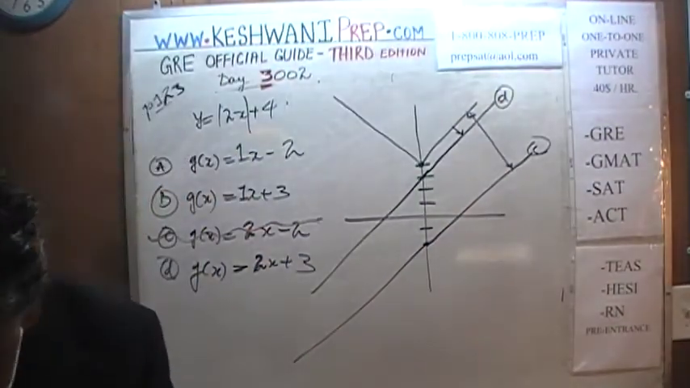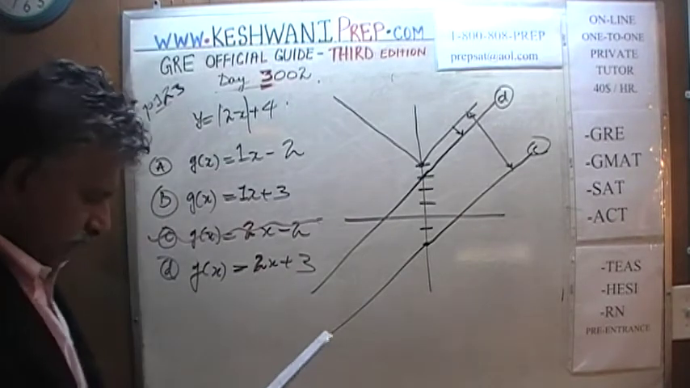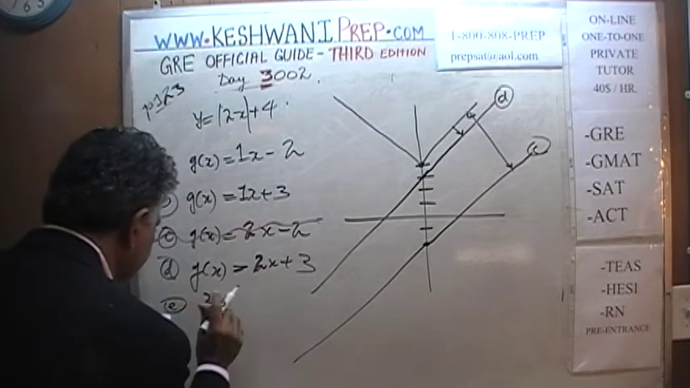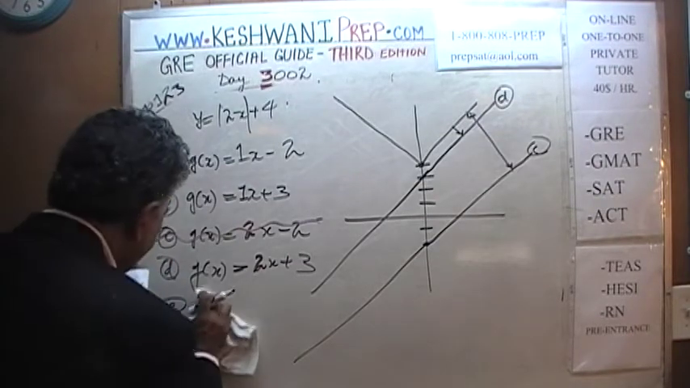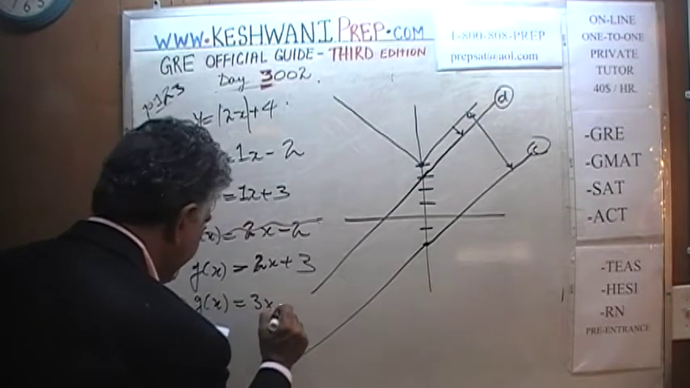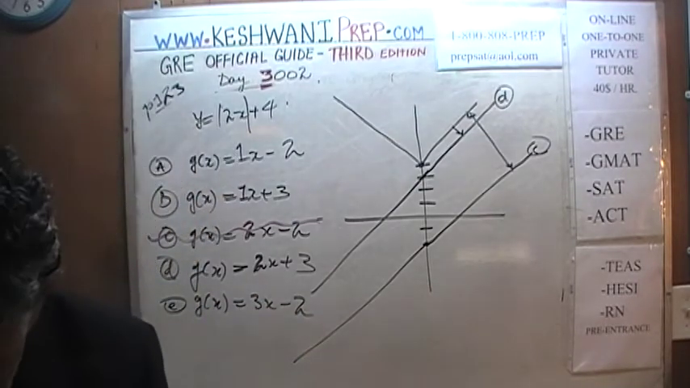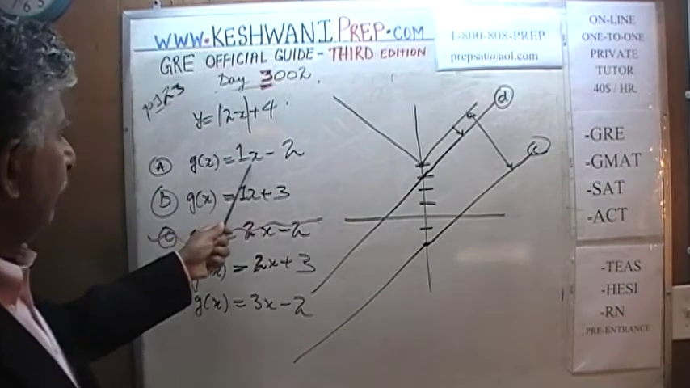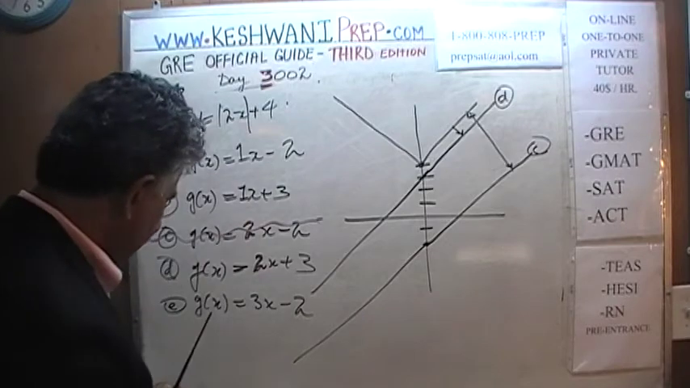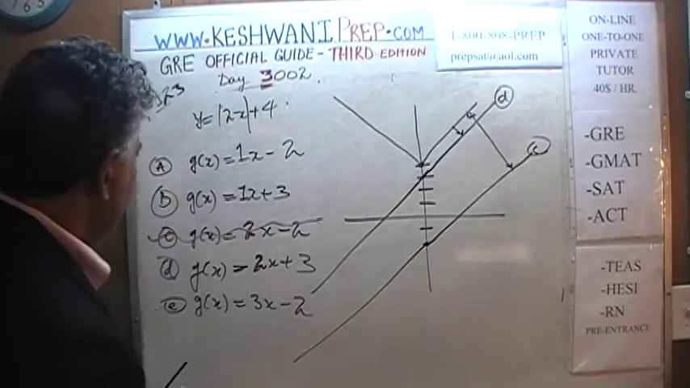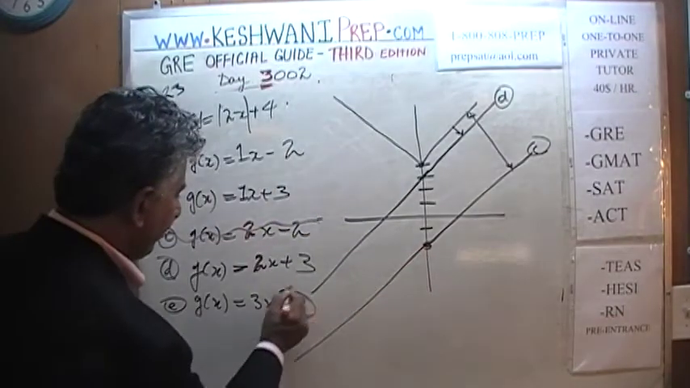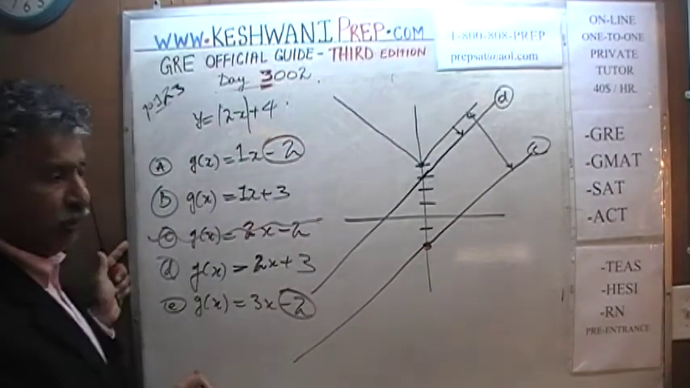Let's look at answer choice E. E says 3x minus 2. But first, let's look at A and B. A has a slope of 1 and starts with negative 2, right here, the same place as this one. They have the same intercept, negative 2 and negative 2, but it has a slope of only 1.